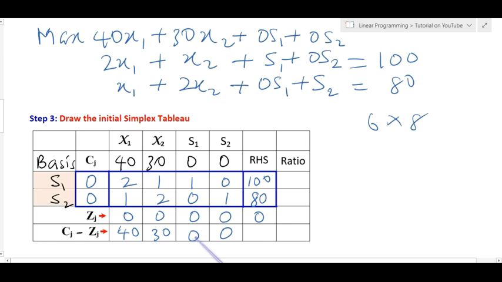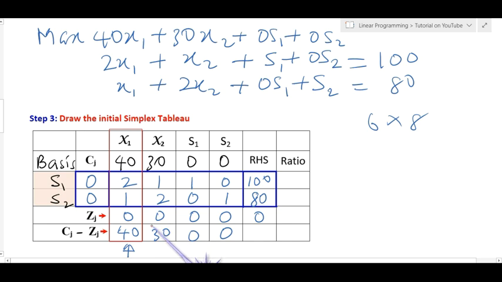Then you ask yourself, which variable should come into the basis? Look at the highest, the one that will have the greatest contribution to the profit, and this is x1. So this is going into the basis. Meanwhile, if you have two values that are equal, you can take any of them. x1 is going into the basis, so this is what we call the pivot column. That's the pivot column.